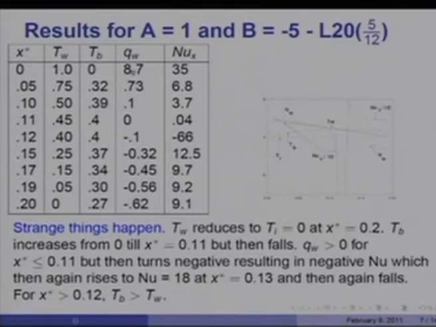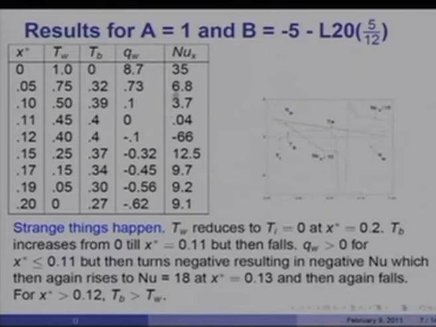Notice what happens to Q wall. Q wall is, of course, because T wall is greater than inlet fluid temperature, initially positive, 8.7, reduces to 0.73 at x star equal to 0.05, reduces to 0.1, and in fact, there is one point at 0.11 where there is no heat transfer. That means this situation becomes adiabatic. And then Q wall changes sign. That means the bulk temperature now is greater than the wall temperature, and therefore, you get negative heat fluxes from x star equal to 0.12 onwards.